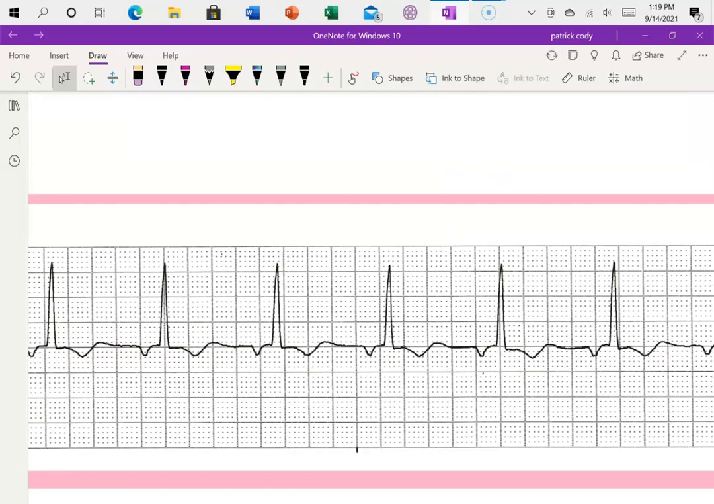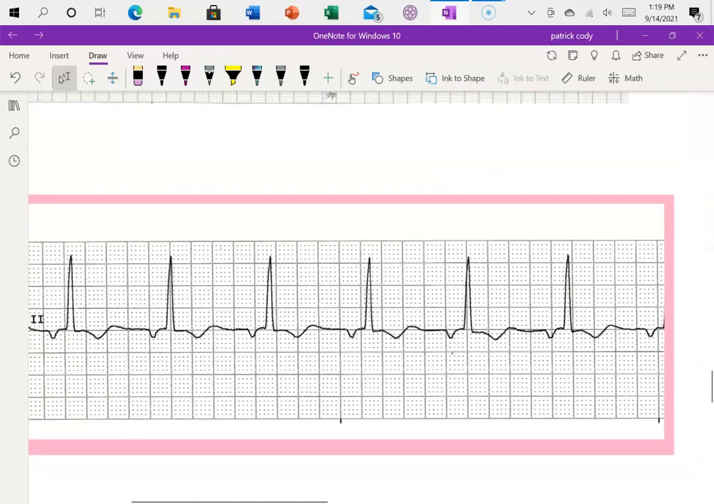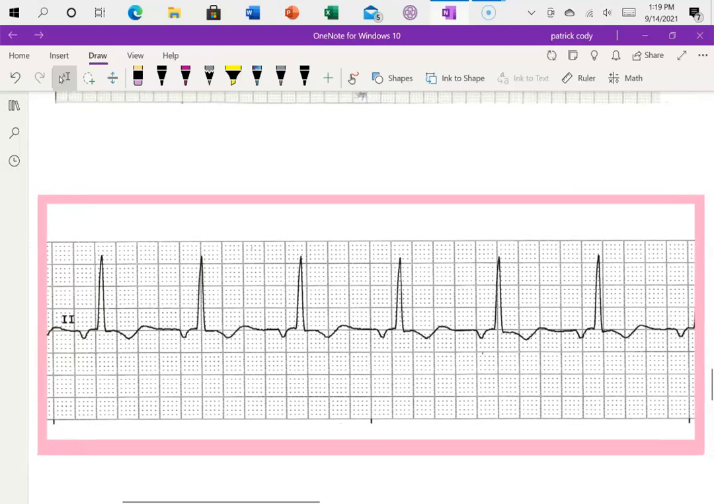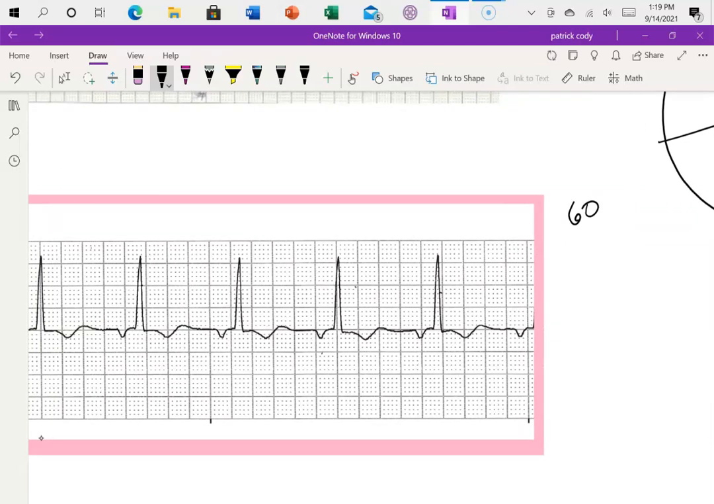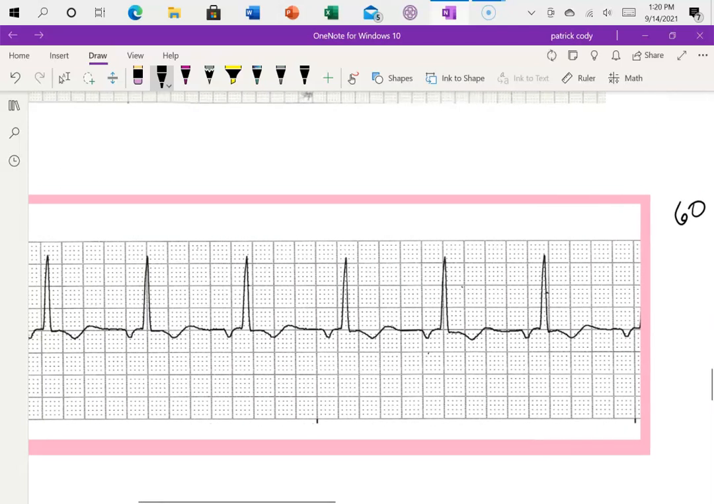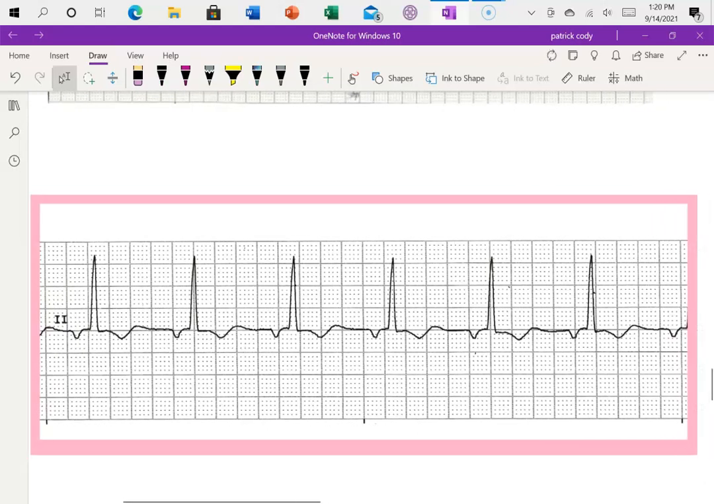So as we move over this way, this one is kind of unusual, so let's apply our rules to this. What do we think the rate is here? The rate here looks like we have 1, 2, 3, 4, 5, 6. So the rate is 60. We're okay with that rate. And what else do we see?